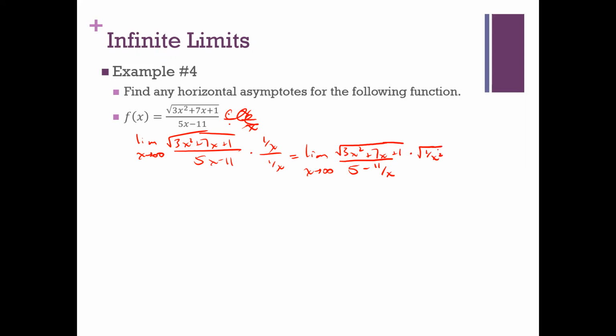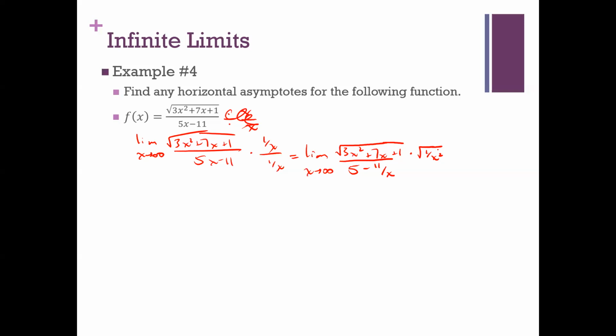Go ahead. By 1 over x, yeah. How come it didn't change the numerator? Well, I just haven't simplified it yet. One thing I want to make sure everyone's okay with before I go on is, are we okay that 1 over x is the same thing as the square root of 1 over x squared?